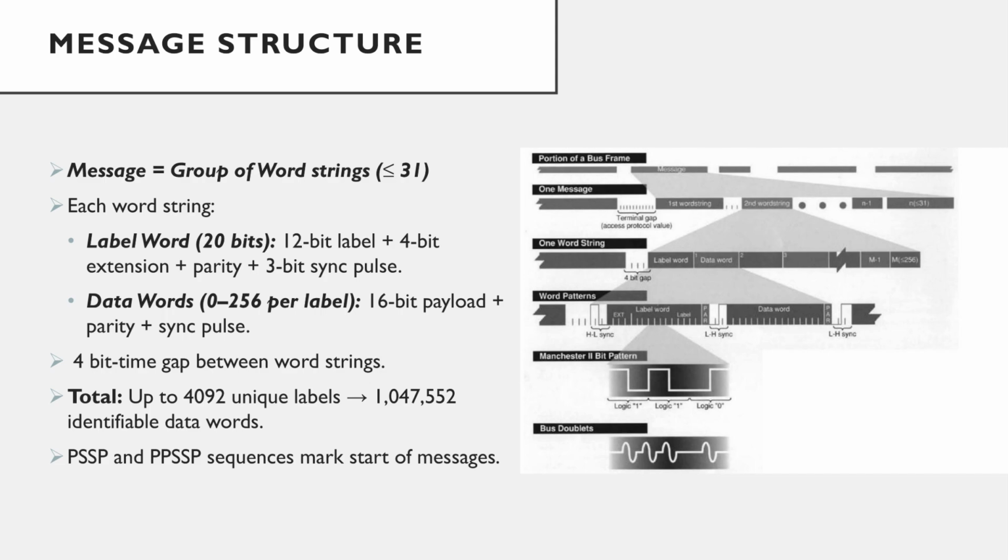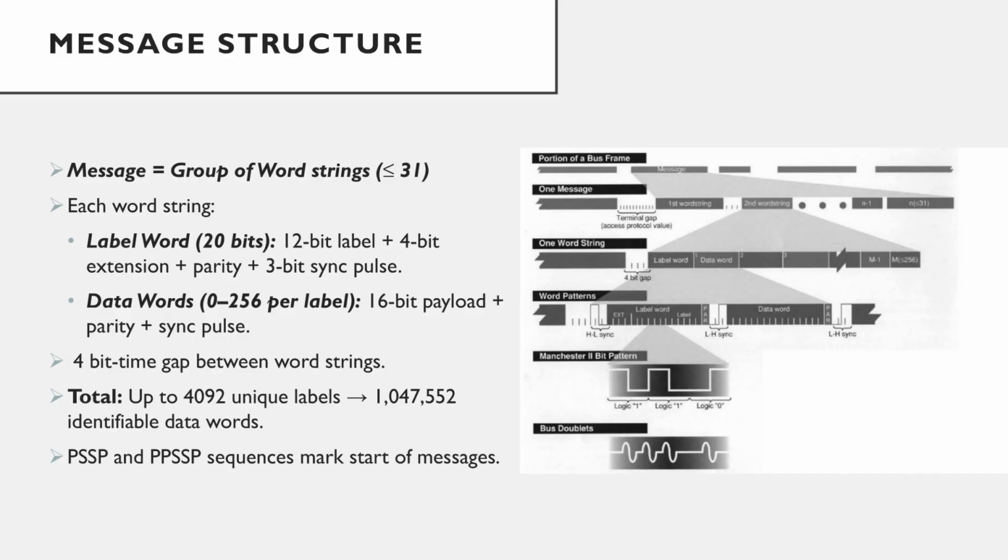Each ARINC-629 message consists of 1 or more word strings. Each word string begins with a 20-bit label word, followed by up to 256 data words. There are 4,092 available labels and more than 1 million addressable data words.